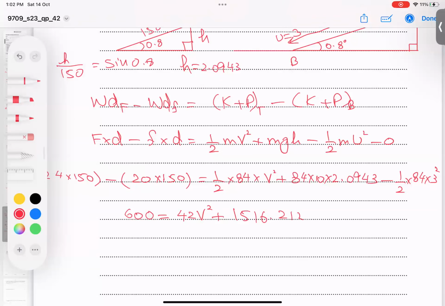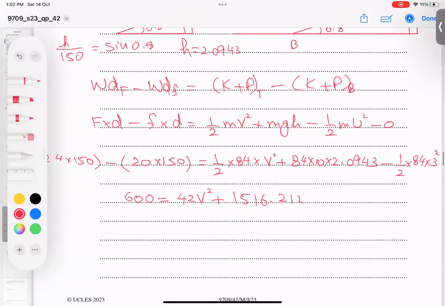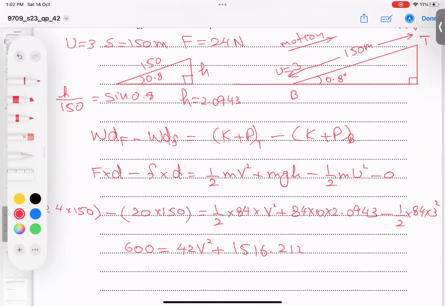Once again, I'll check. 24. It's 24. Yes. 24 times 2.150 minus 20 times 2.150. Okay, here no issue. Left hand side no issue. Right hand side, let me check again.